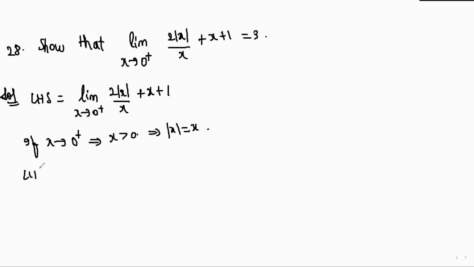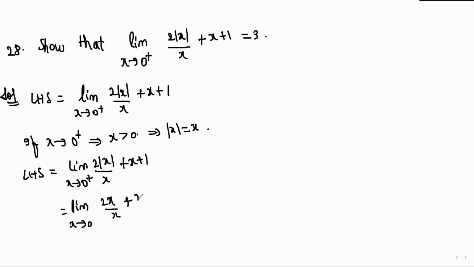So now let us take the LHS again. Limit x tends to 0 plus 2 mod x by x plus 1. Now in the place of mod x, we can write x. So 2x by x plus 1. X cancel. Now apply the limit. 2 by 0 plus 1, which is equal to 3. That is RHS.